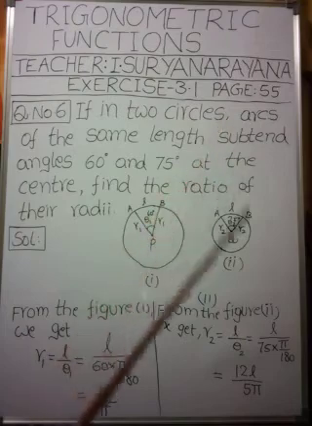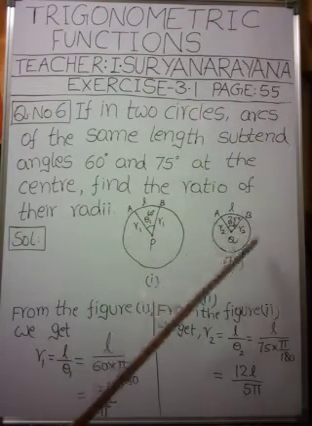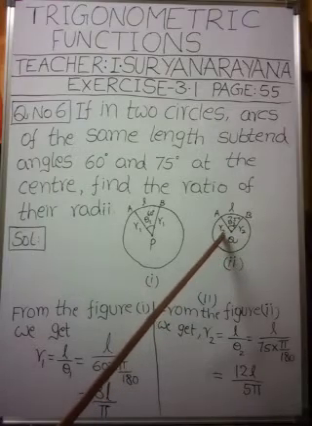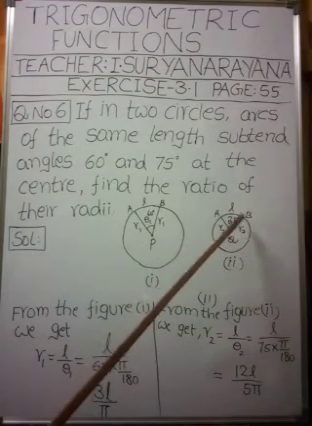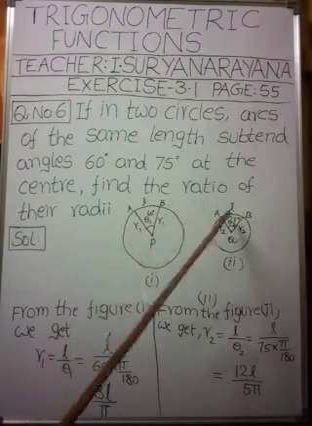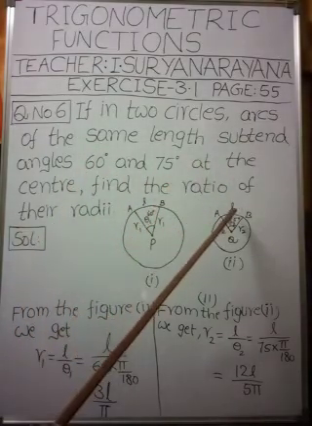Right. Similarly, come to figure 2. In this circle, let us assume that Q is the center of the circle. QA and QB are radii of the circle, and AB has the same length L, because arcs of the same length are given.